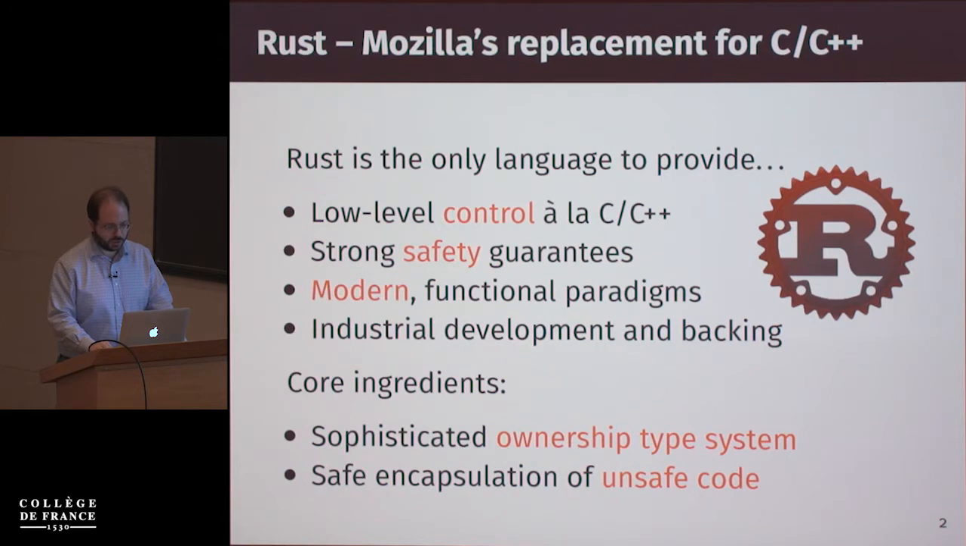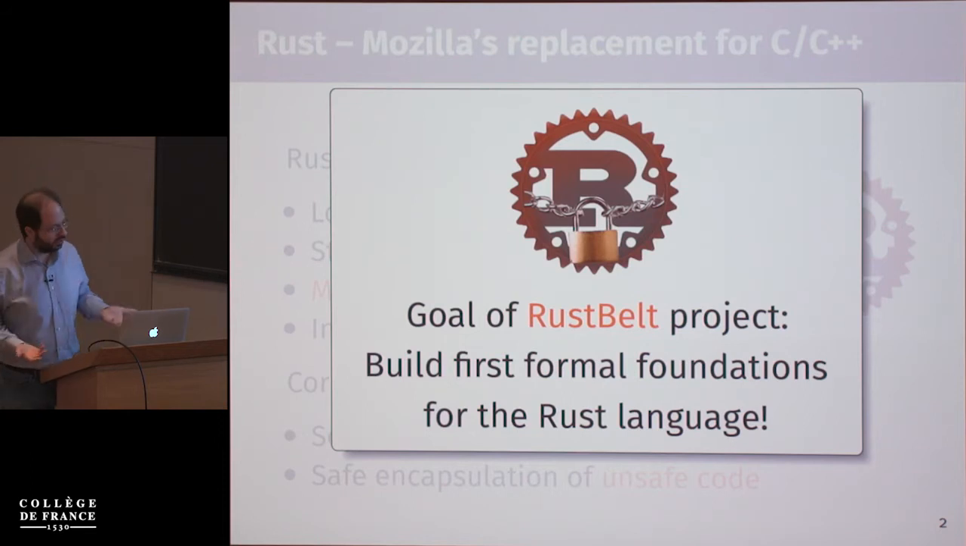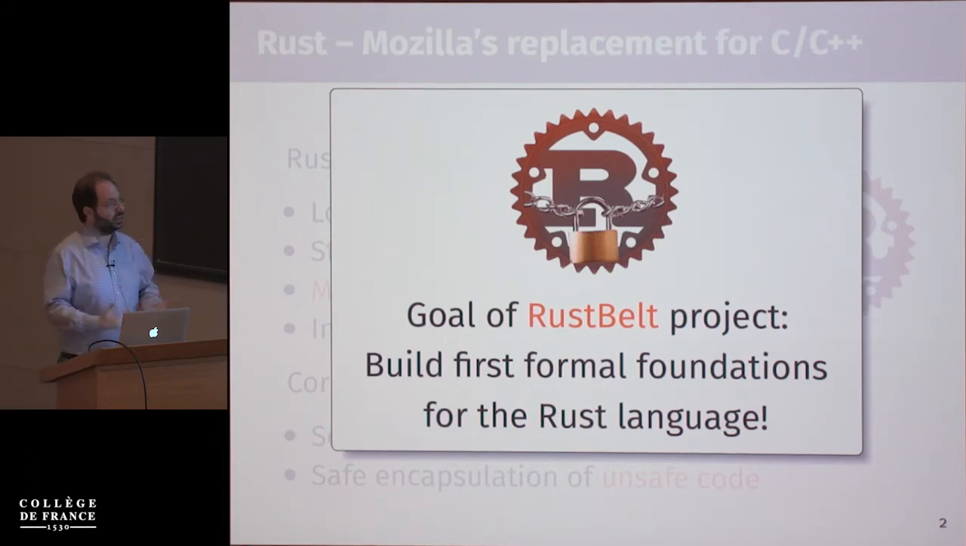Okay, so, just to say, this is, in some sense, the goal of the RustBelt project, which is this ERC project that we've had going on for the past 5 years, to build the first formal foundations for this language. This is really the first big project to study Rust. And so what I'm going to talk about today is not the end point. It's not the final story. It's just the beginning.